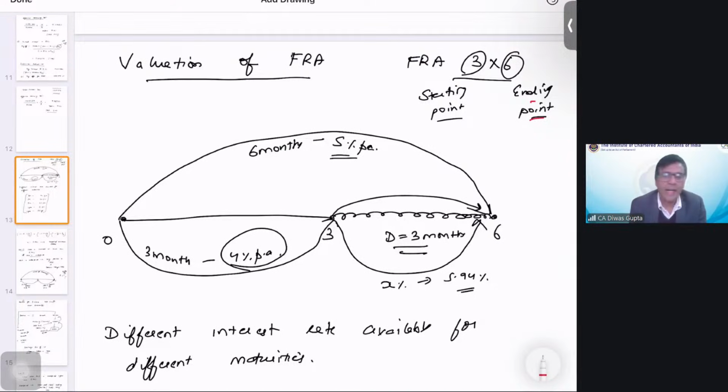So 3 is the starting point and 6 is the ending point. That means the duration is for 3 months. The loan will start after the third month. Okay.